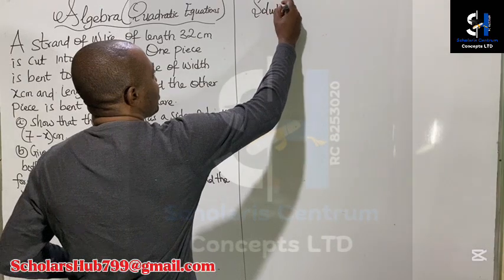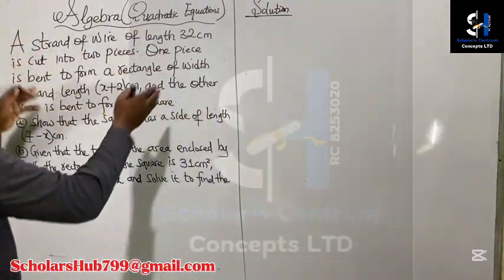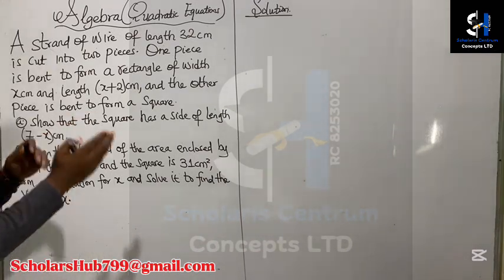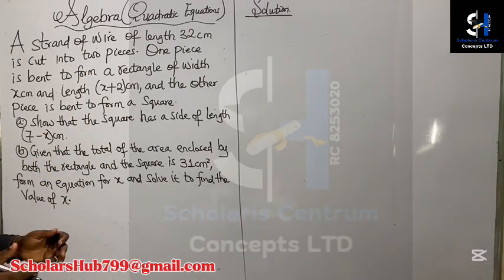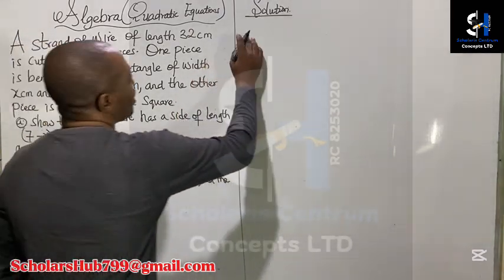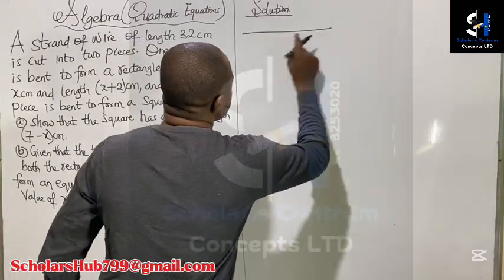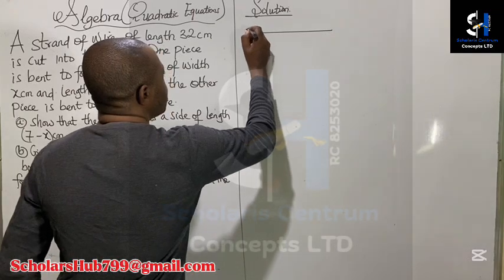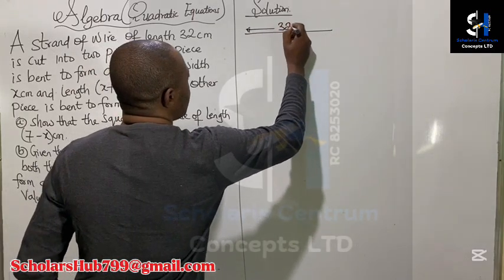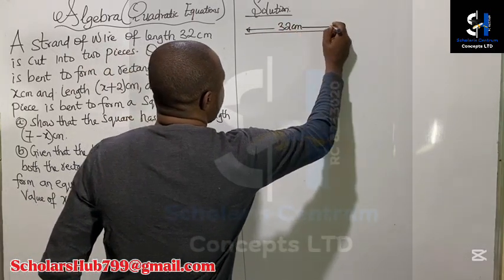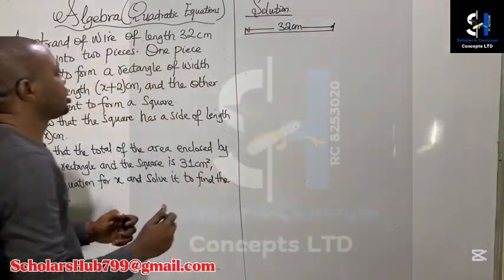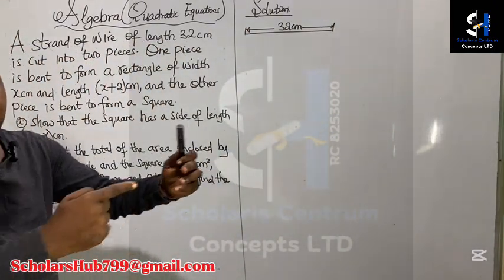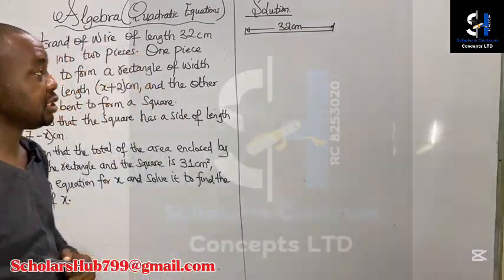Now let's see how we can write this using a mathematical statement, that is, convert it into a mathematical statement. So we have to do that now. Let's say this is the wire piece. The length of the wire piece, that is the wire used to form the rectangle and the square, is 32 centimeters.